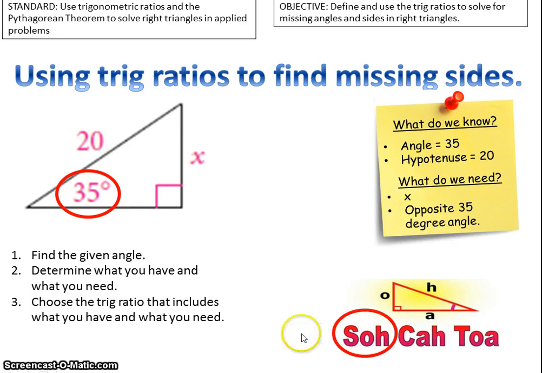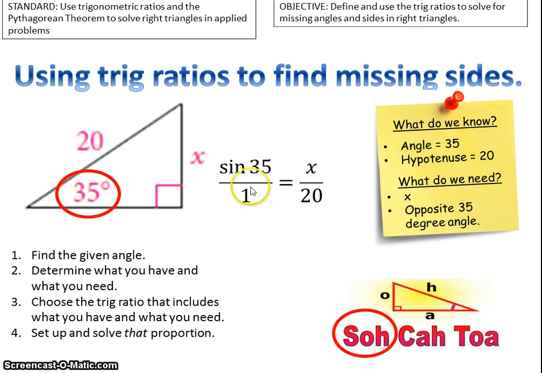Well, we've got to pick one of these three trig ratios. Since this is the sine ratio, we have the opposite and we have the hypotenuse, we're going to use sine. Then we create and solve a proportion based on that. Here's what the proportion is going to look like. I've got the sine of 35 degrees over 1 equal to x over 20.